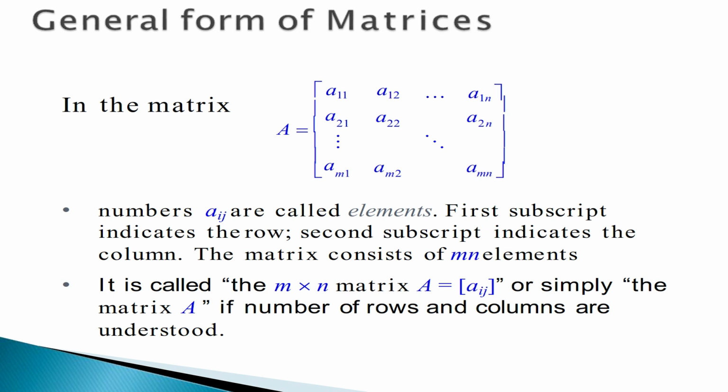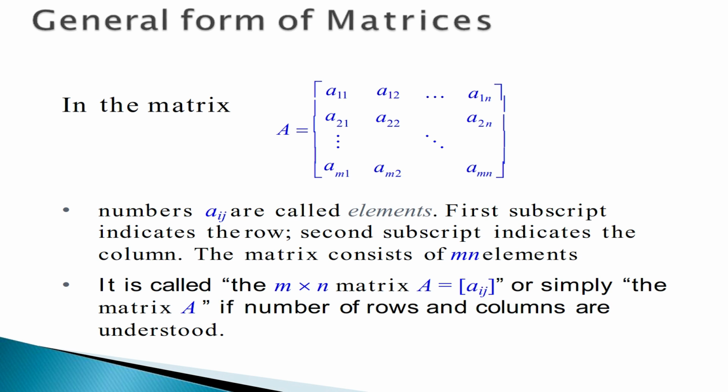Next, we go to the general form of a matrix. Generally, the elements are written in the form Aij. This is the general form of a matrix. A is a matrix containing the elements A11, A12, A1n, AM1, AM2, AMn. Here the numbers Aij are called the elements. The first subscript i stands for the row and the second subscript indicates the column. The matrix consists of mn elements. Here it is called an m by n matrix, where Aij is the element.